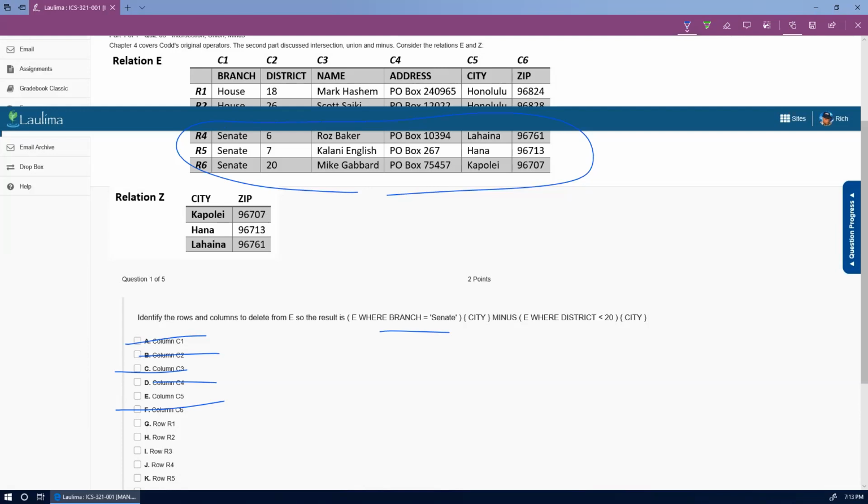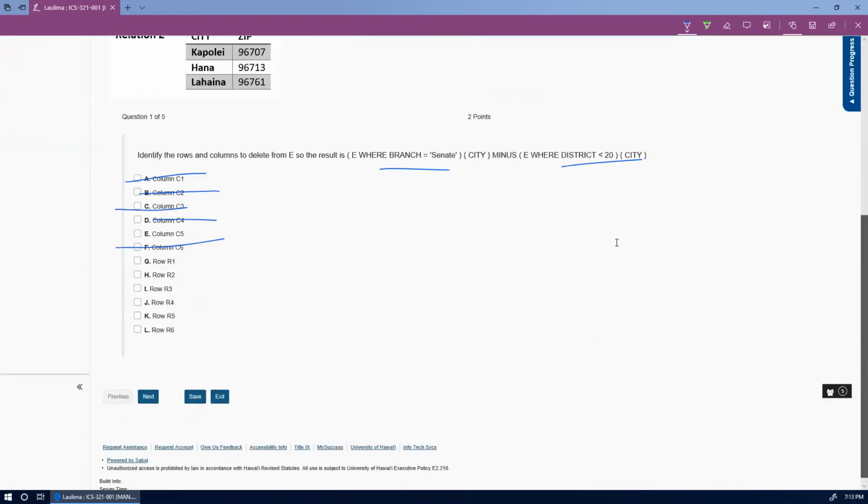And we're going to minus where district is less than 20. So we're going to minus out this one, and we're going to minus out this one. Well, it looks like that only leaves us one. So we're going to delete all the rows but leave our 6. Okay, so we're going to delete all the columns except C5, and we're going to delete all the rows except R6.